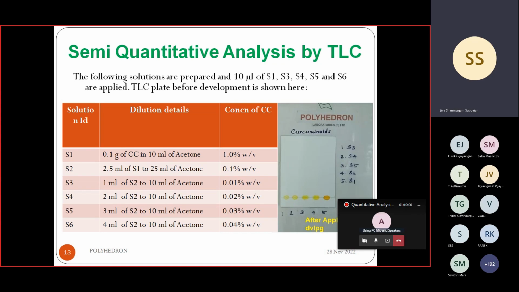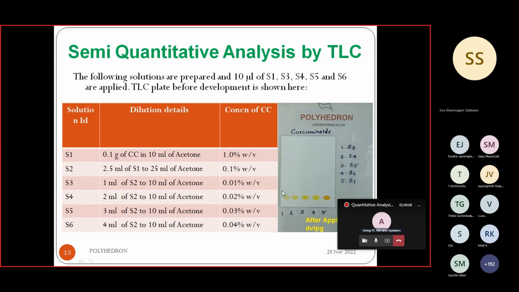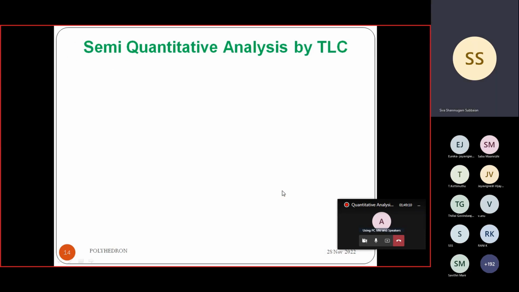After applying and before developing, the plate will look like this, which is seen on the right side of the screen. Just watch this series of photographs, which will take approximately 1.5 minutes. This will give an idea of how TLC is carried out.